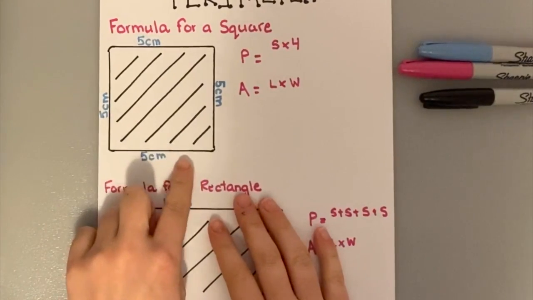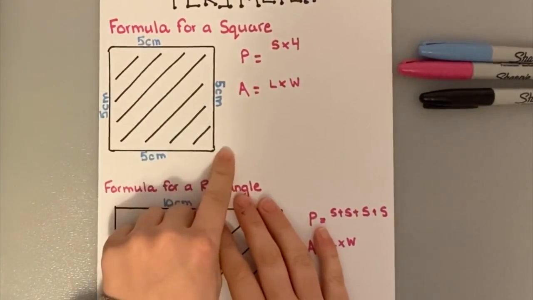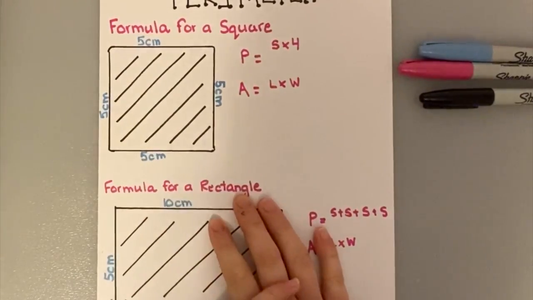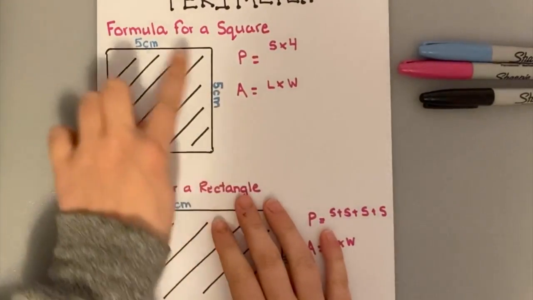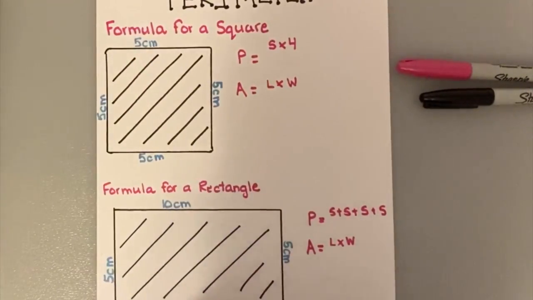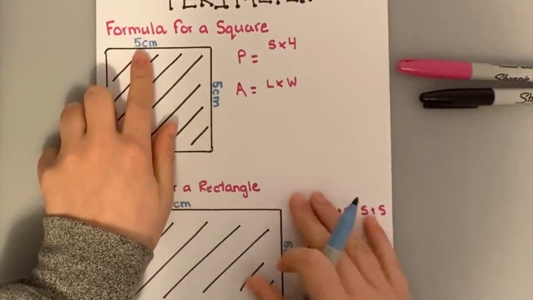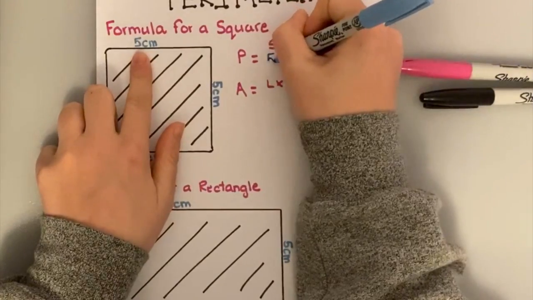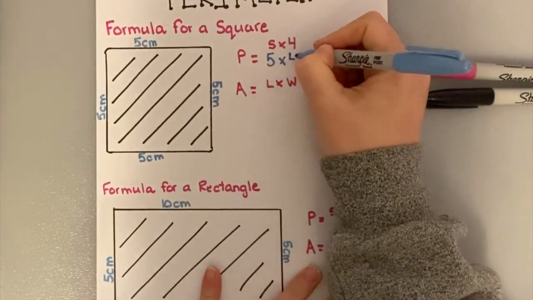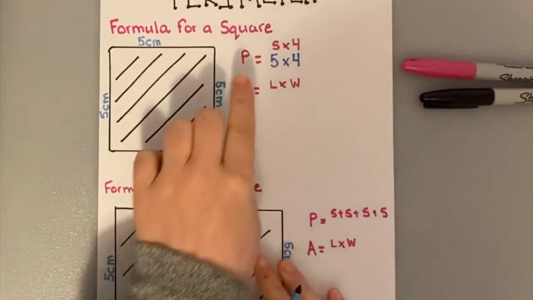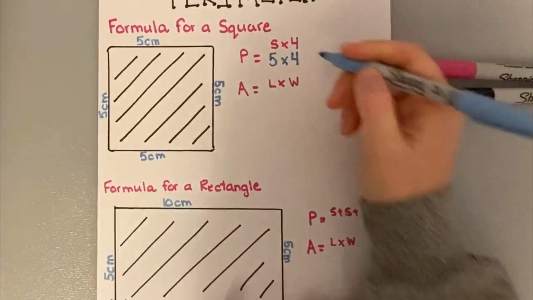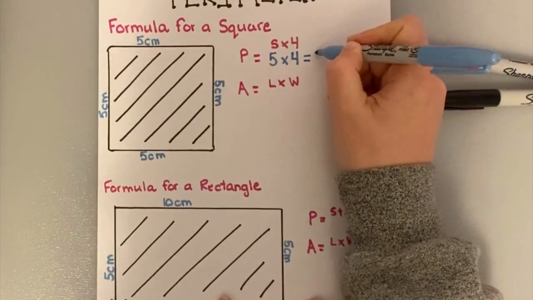So if we take the perimeter, a square has all equal sides. So we are going to figure out the perimeter by taking the length of one of the sides, which is 5 centimeters, and we're going to times it by 4 because there's 4 sides. So P equals 5 times 4, and 5 times 4 is 20.